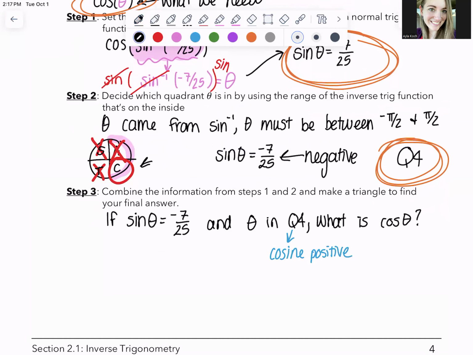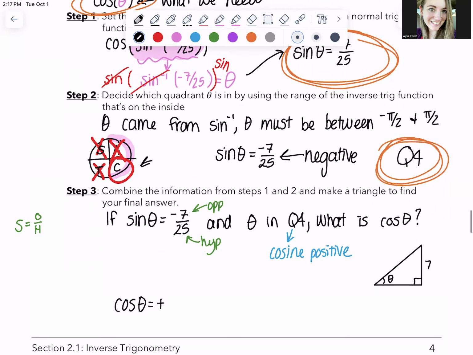So I know my answer, cosine of theta, is going to be positive. For the triangle, SOHCAHTOA, I know sine is opposite over hypotenuse. So opposite is 7, hypotenuse is 25. I don't deal with those negative signs. There are ways of doing it. I know Alex teaches it a particular way where you use negatives as side lengths on triangles. I don't like having triangles with negative side lengths, so I don't do that. I just take care of the signs right away.